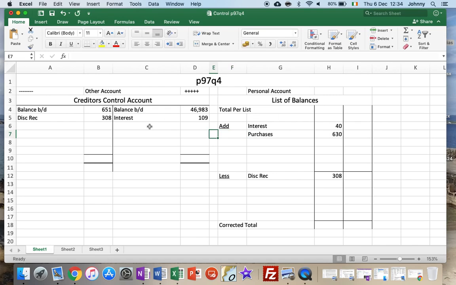And I should have had a purchase here of 630 as well, but I put it in as 360, so I need to add on whatever the difference is. I had too little in there, so I'm going to have to put in 630 minus the 360 I actually put in, so that's the amount when it goes into it.